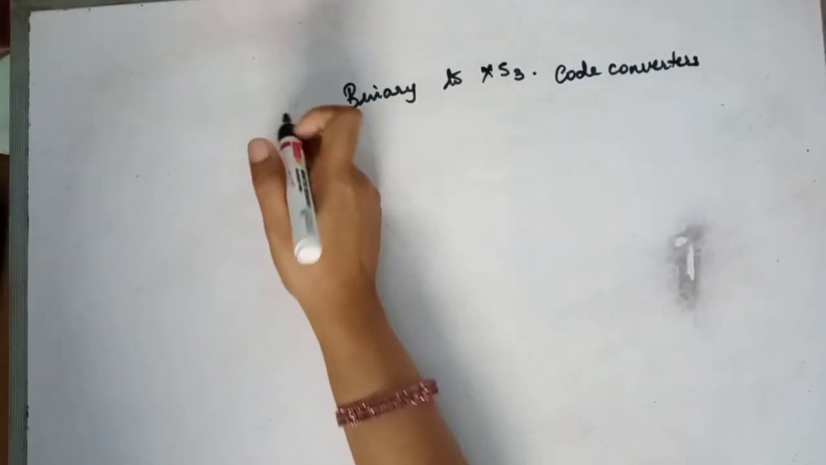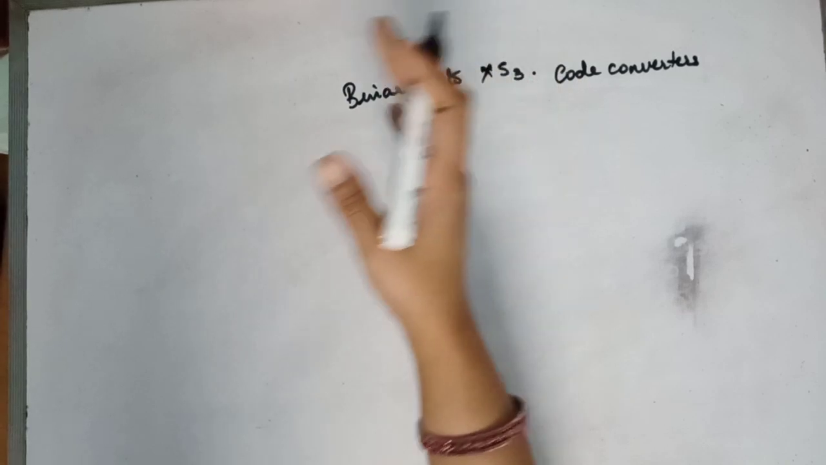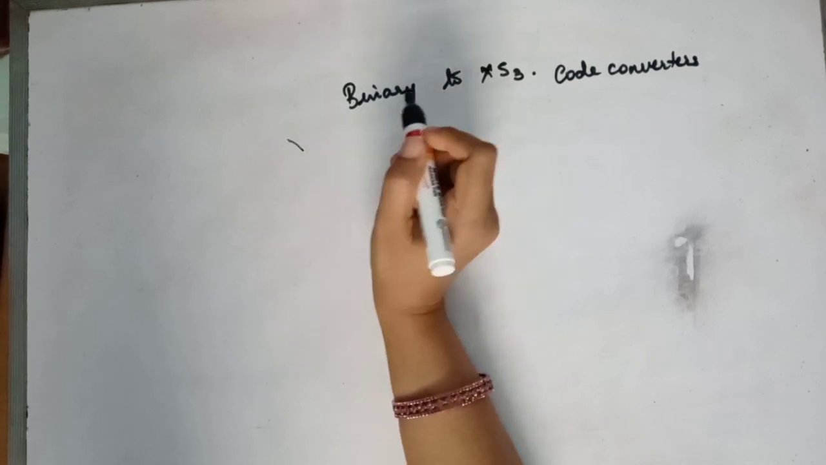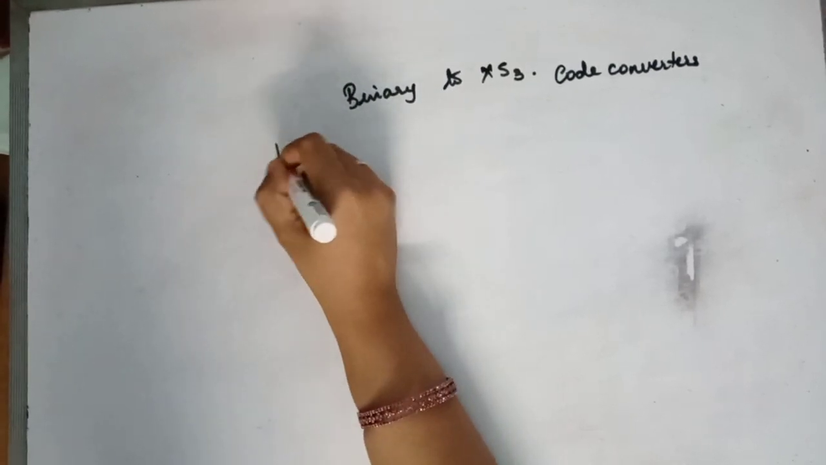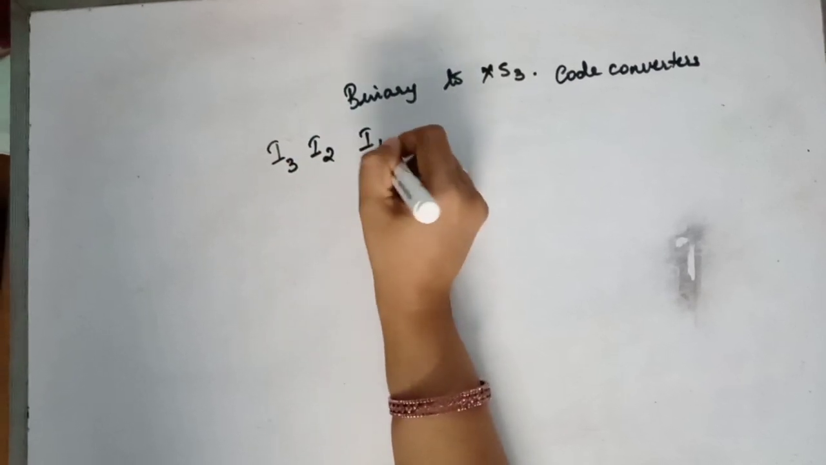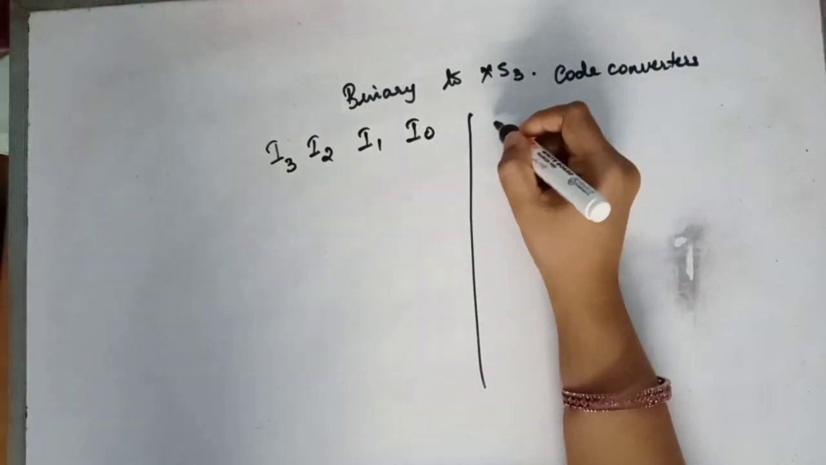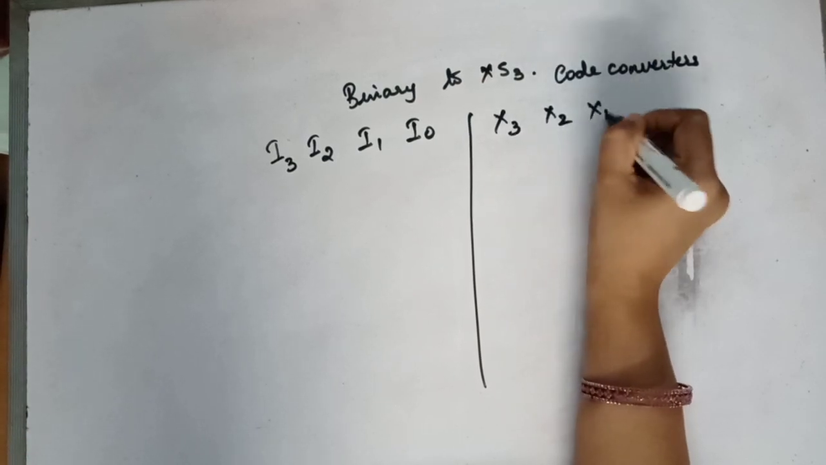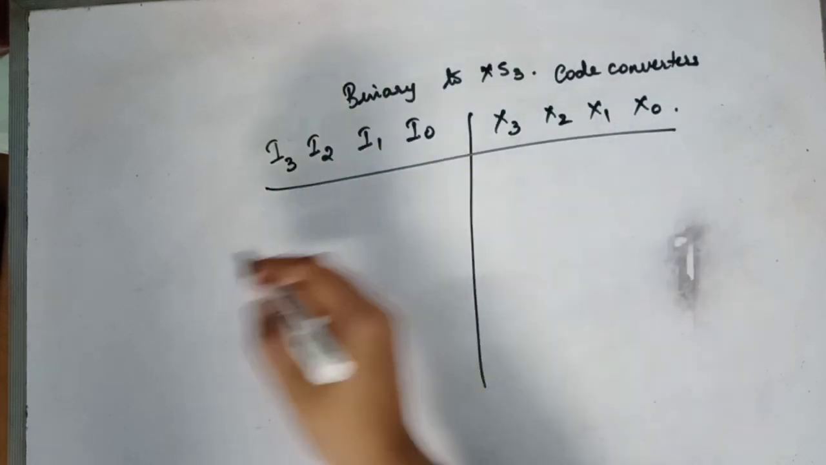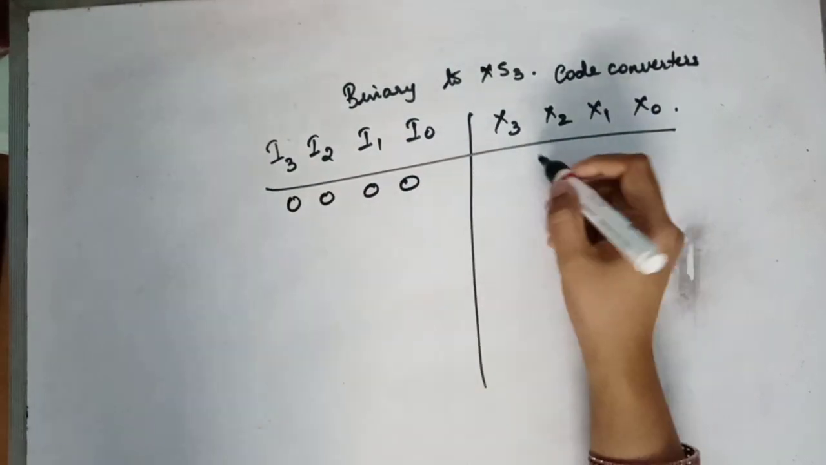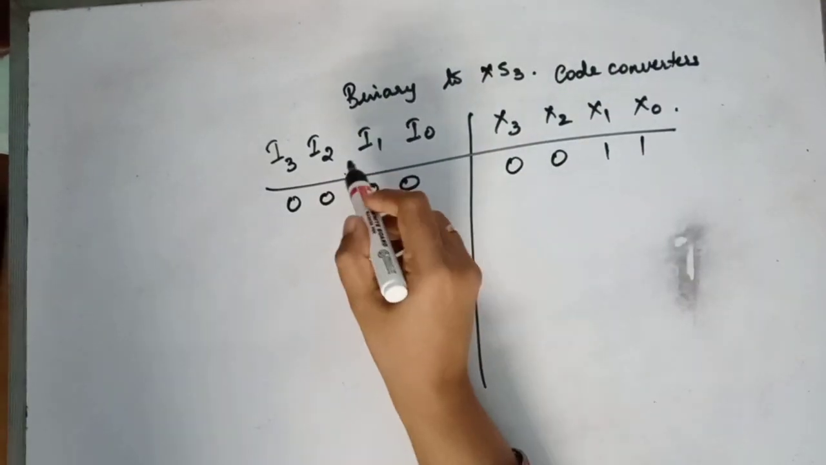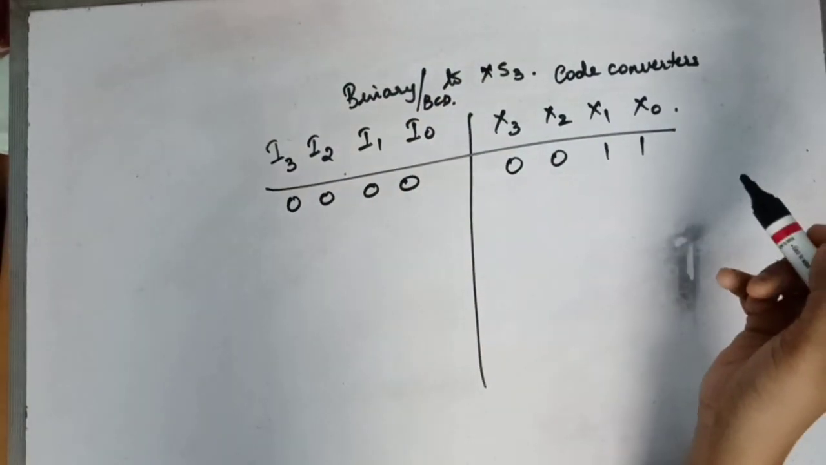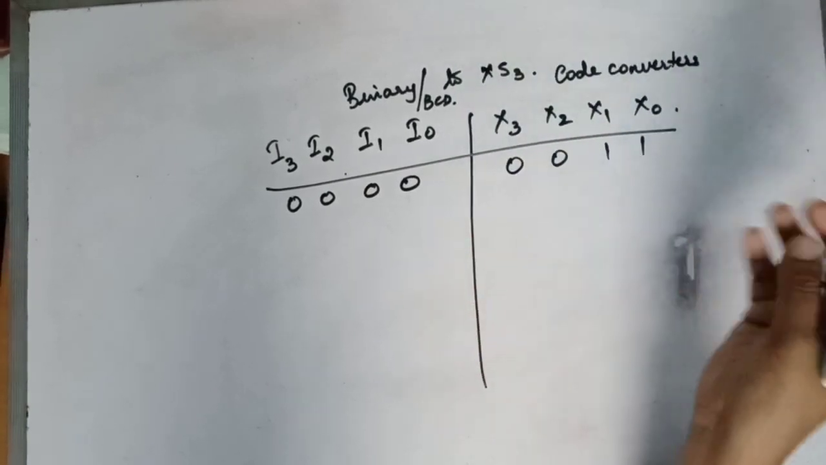So binary to XS3, if I'm taking just 4 bits, then input also 4 bits, output also 4 bits. Suppose my input is I3, I2, I1, I0, and my output, since it's XS3, I'm writing it as X3, X2, X1 and X0. So 0000 will be 0011. This can be taken as binary or BCD, both are the same. Okay, binary to XS3 or BCD to XS3, it's the same.